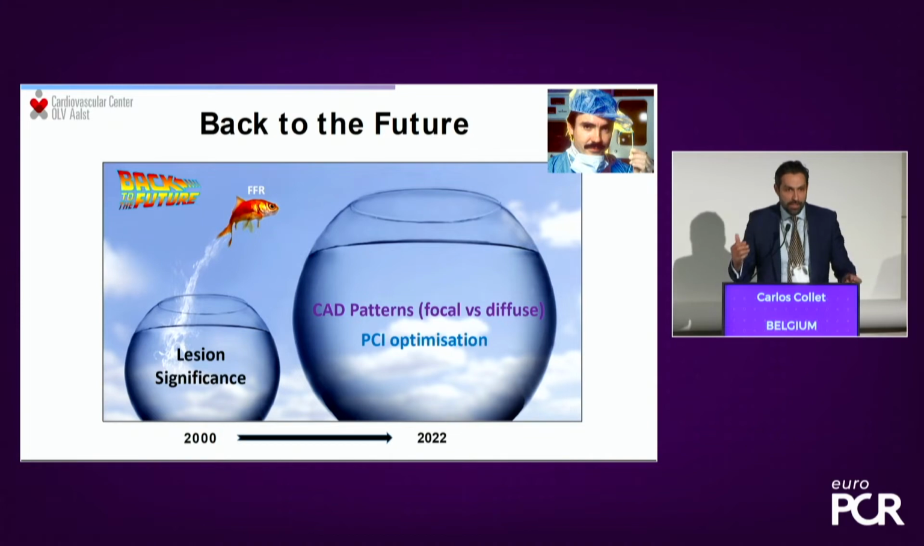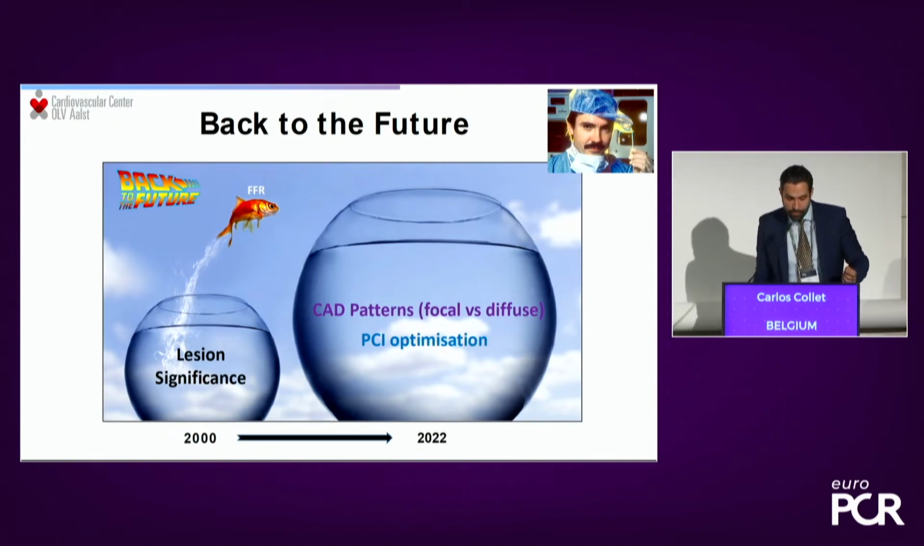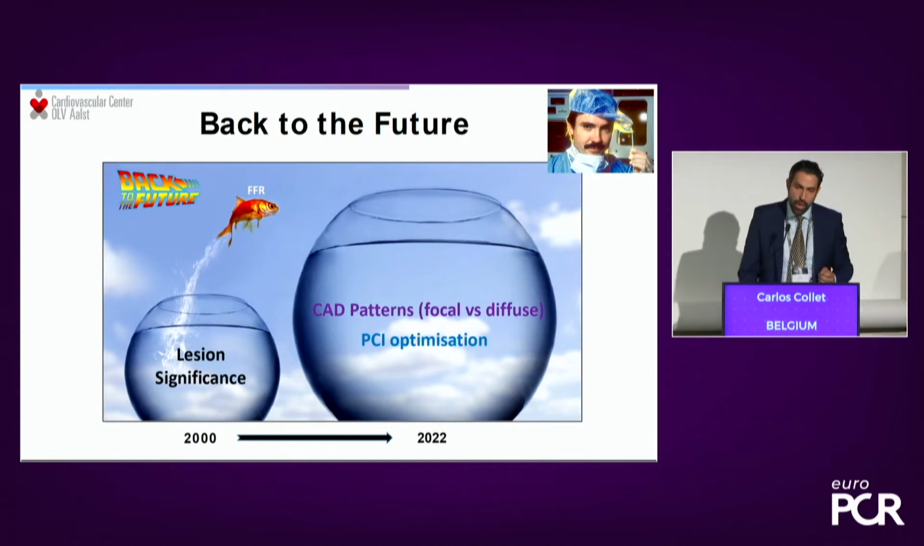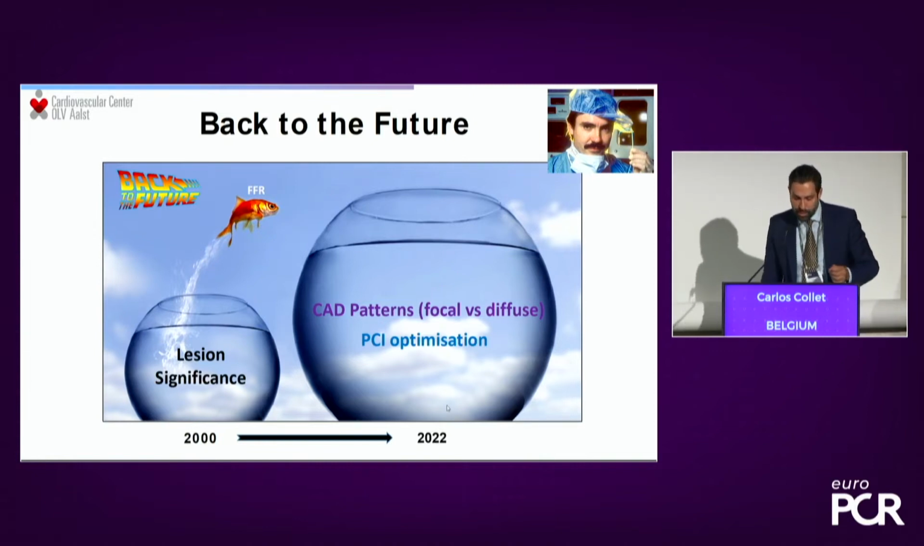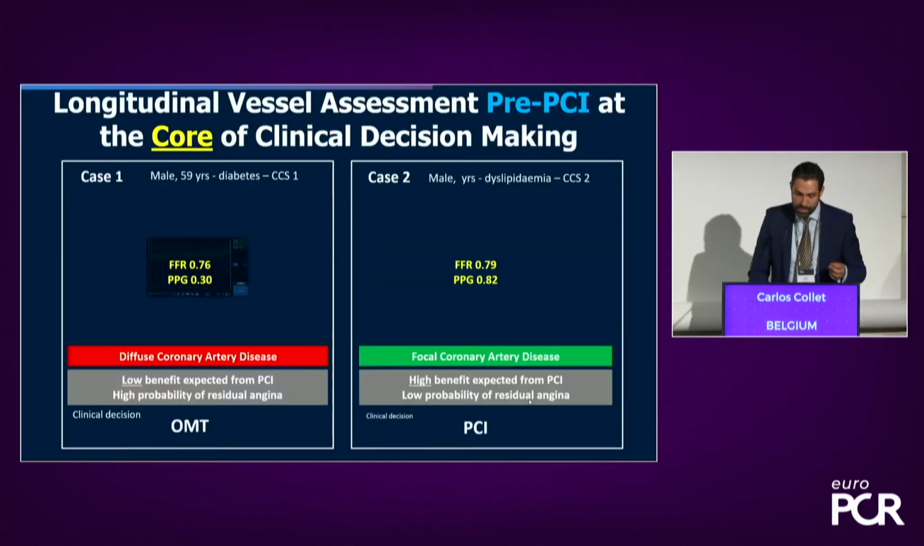From 1979, we're now realizing that FFR is not only a tool to assess lesion significance, as proposed by Bernard de Bruyne and Nico Pijls in the 90s, but it's also a tool that helps us understand the pattern of CAD, focal and diffuse, and of course can help us to optimize PCI.